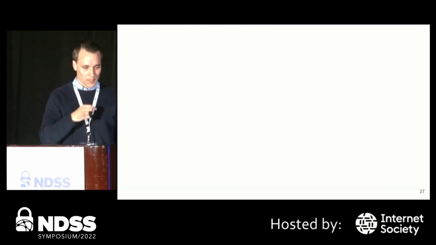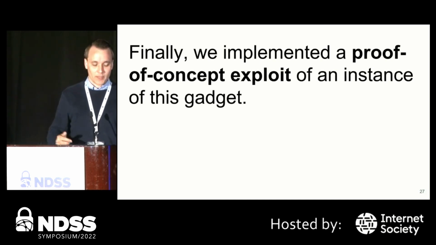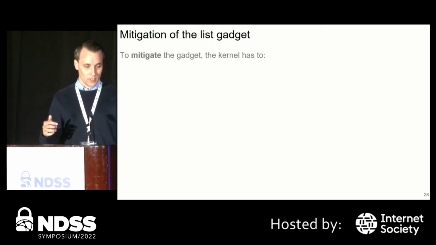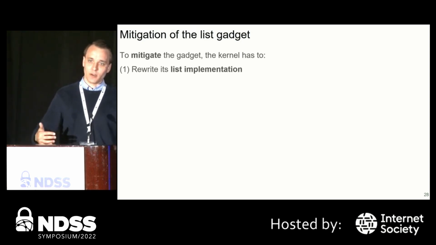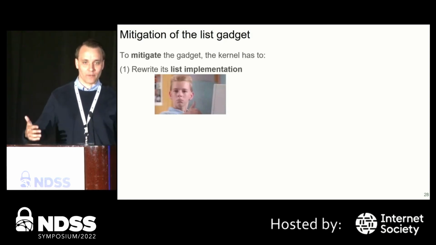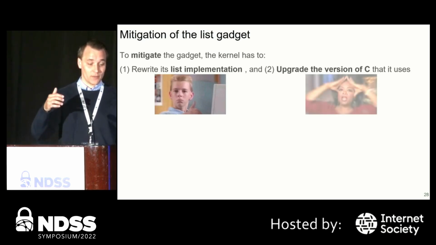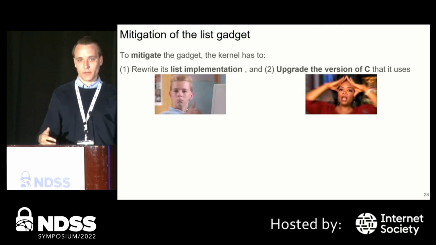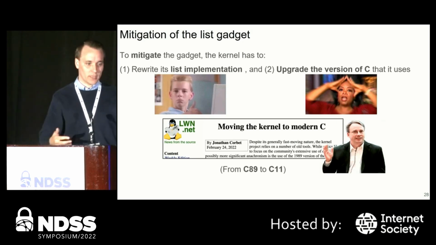this happens. Finally, we implemented a proof of concept exploit of an instance of this gadget, but I think the more interesting story here is how to mitigate this. To mitigate the gadget, the kernel has to first rewrite its list implementation, which is difficult, but it can be done. It'll probably be several patches, but it's all good. Next, the kernel needs to upgrade the version of C that it uses, and this is a non-trivial refactor. And we came to this conclusion after long heated discussions with the kernel developers, Linus Torvalds and Greg KH.